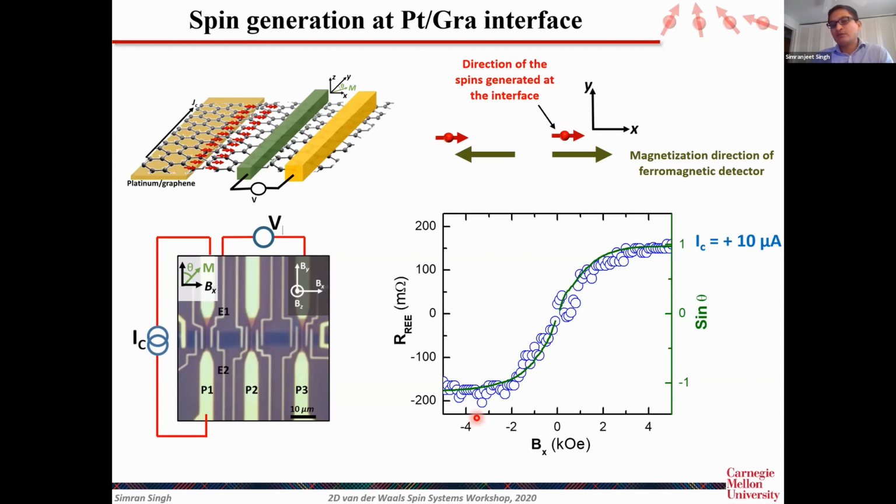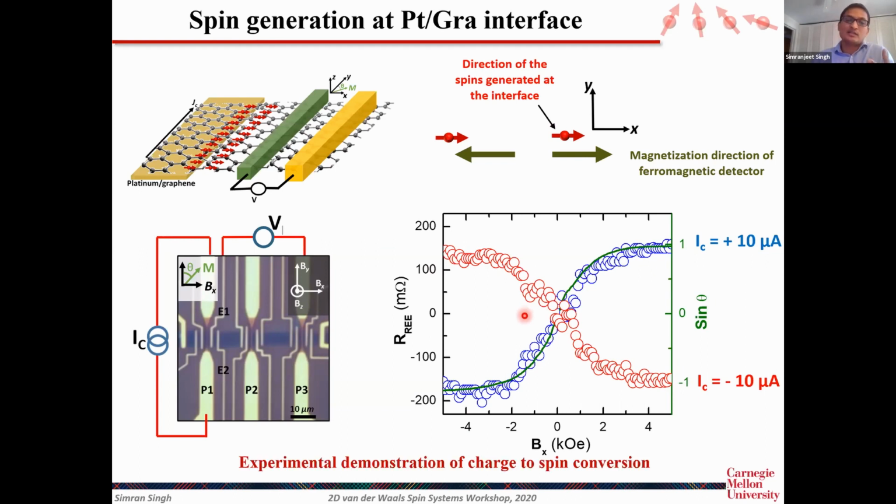Now if this is coming from some spin galvanic effect, say spin Hall effect or so, we can reverse the polarization of the spins which are coming into graphene by applying, say, a negative current, right? So this is what we do, and we clearly see that if we switch from 10 microamp to minus 10 microamp, we see a reversal of this signal, this spin charge conversion signal.